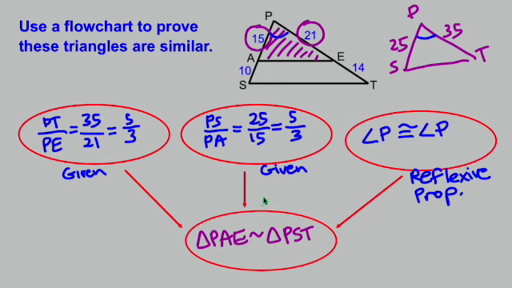So which of the three ones is it? Well, we have two sides in the angle in between them, so it's going to be side, angle, side, similarity. So that's how you prove that triangles are similar.